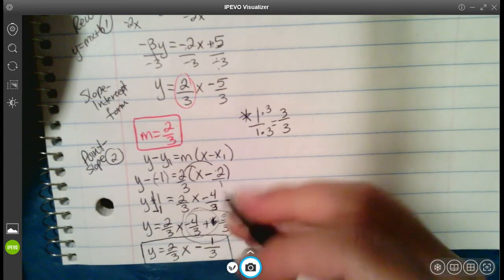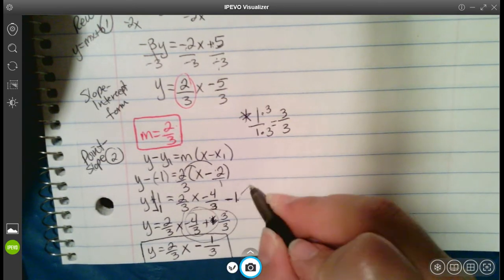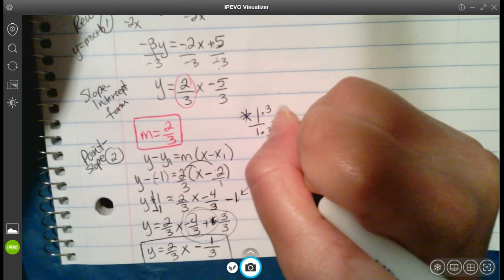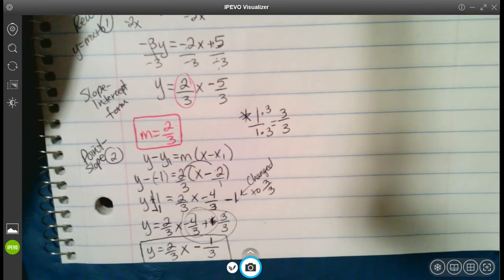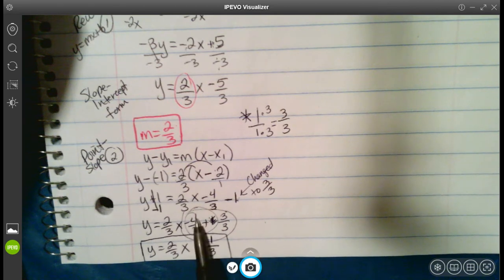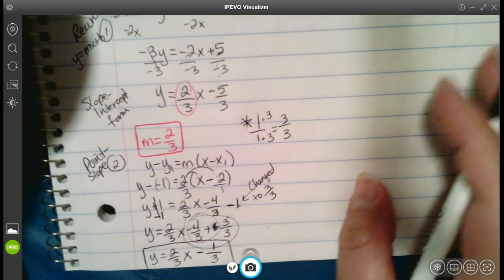Okay, if you got lost here in the fraction work, let me know. All I did is I changed this one to 3/3 to have a common denominator, and then I just combined the top, the numerator. -4 and +3 is -1. Okay. All right, that was the easy one, sort of.